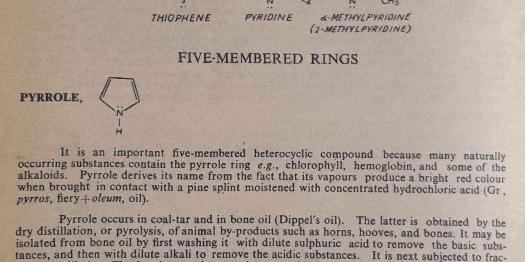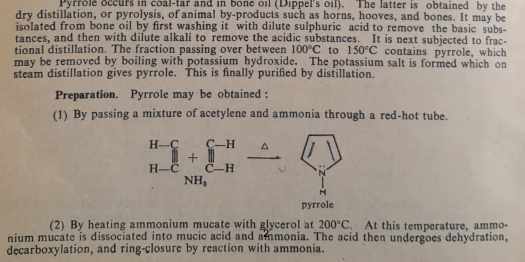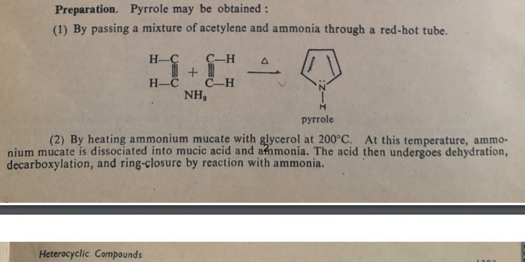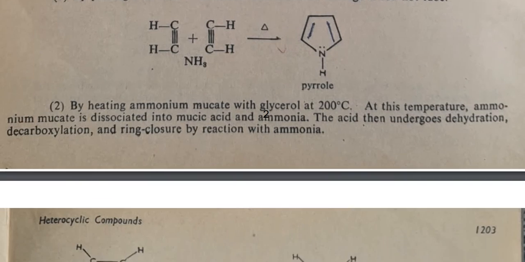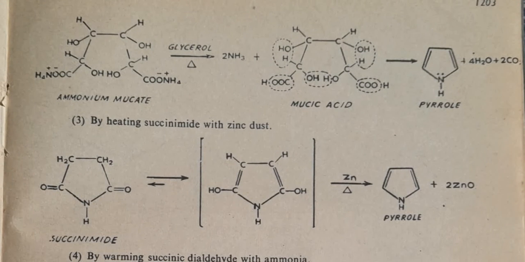Now let us learn about the pyrrole, which is the 5-member ring. First preparation, you can see pyrrole may be obtained from acetylene. You can see 2 molecules of acetylene and ammonia, you will get the pyrrole. This is one synthetic method. Another synthesis method is from ammonium mucate in presence of glycerol on heating, you will get the mucic acid. And after dehydration, you will get the pyrrole.